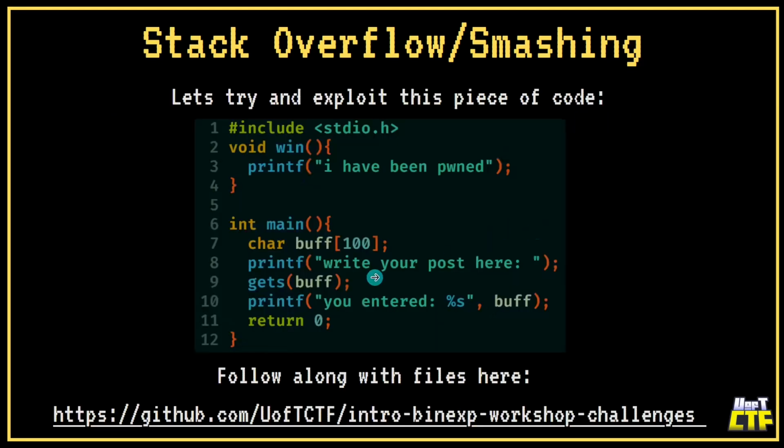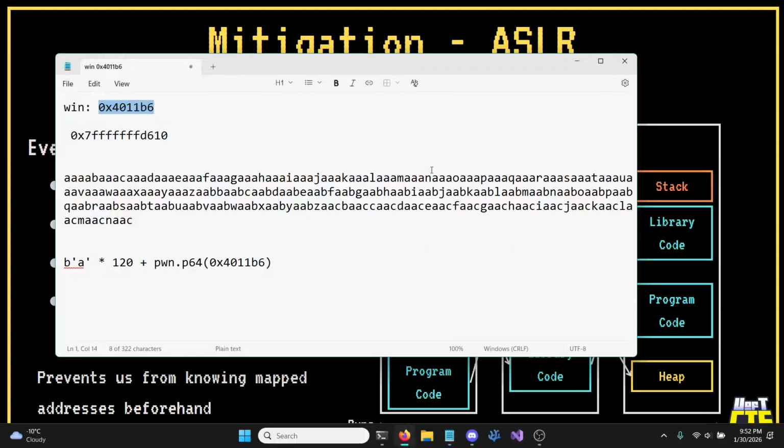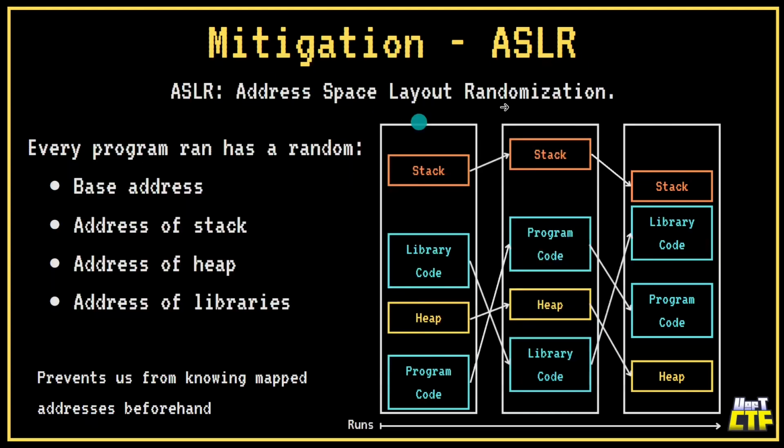We want to find how much past our buffer would actually change the return value, and then we change the return value to the address that we want. So there is a mitigation against this. Our solution would have changed the return address to some address that we know. The address that we found was that win should be here, but sometimes when you load a program, this win address will be somewhere completely different. And this is address space layout randomization.